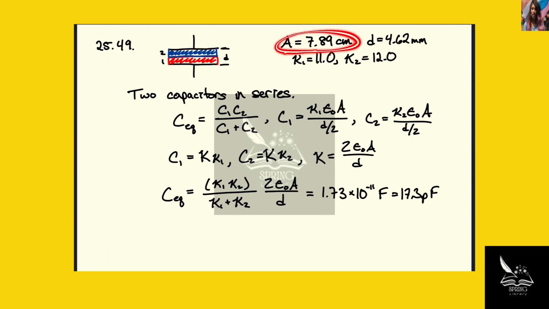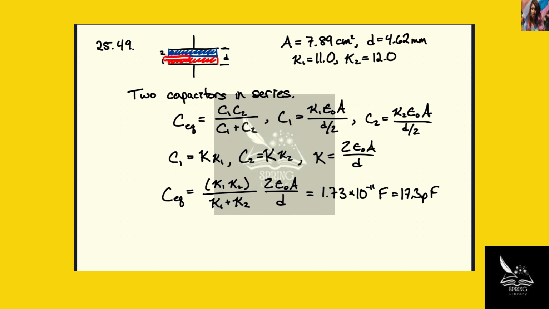So the total cross-sectional area is 7.989 centimeters squared. The total distance between these plates is 4.62 millimeters. The one material has a dielectric constant of 11, and the other one has a dielectric constant of 12. So what we can do here is think about these as two capacitors in series.